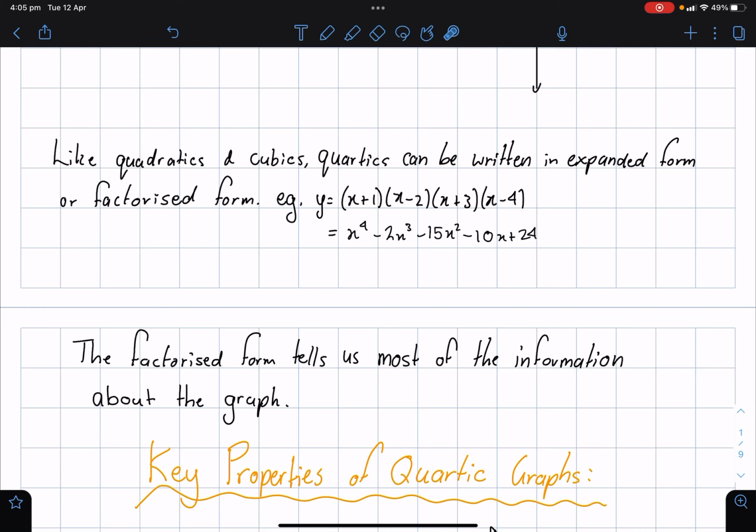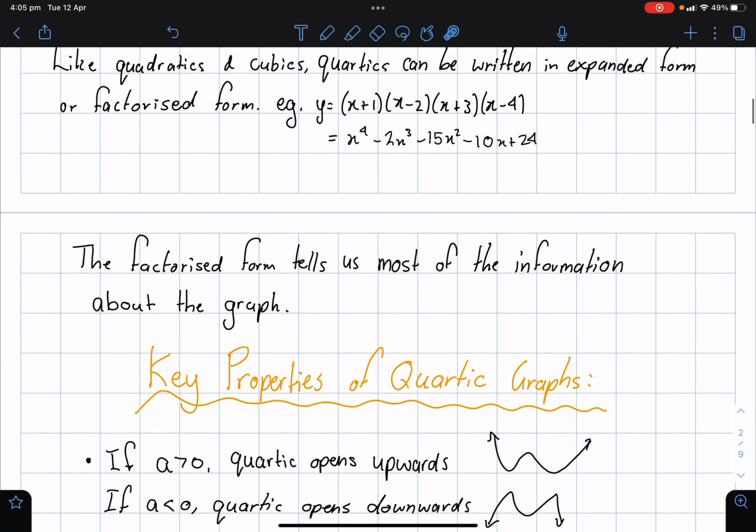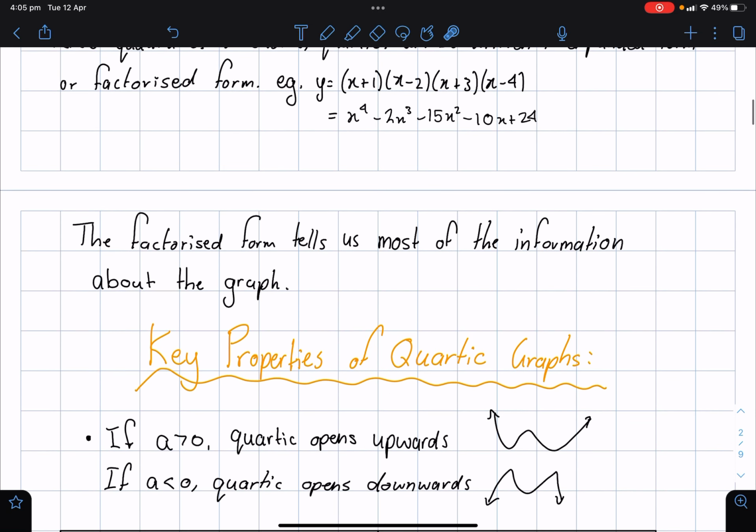So some key properties of quartic functions or graphs. So if a is greater than 0, so if the a out the front of our function is positive, our quartic opens upwards and it looks like a W, all right? So we'll have 3 turning points and our 2 ends, our 2 arrows, will be shooting upwards. If a is less than 0, our quartic opens downwards. So we've still got those 3 turning points, but our 2 end points will shoot off downwards, so we get an M looking shape.